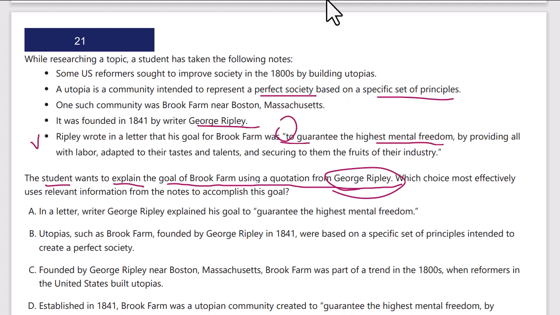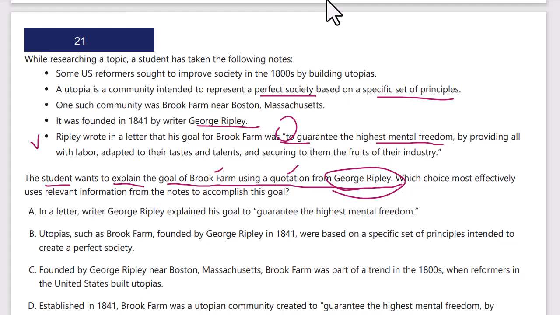That is the goal. Well, how's he going to do it? By providing all with labor adapted to their tastes and talents and securing to them the fruits of their industry. Okay, that sounds fairly idealistic, but okay. So he's explaining the goal. The goal is to guarantee mental freedom. And this is what it indicates in the quote.